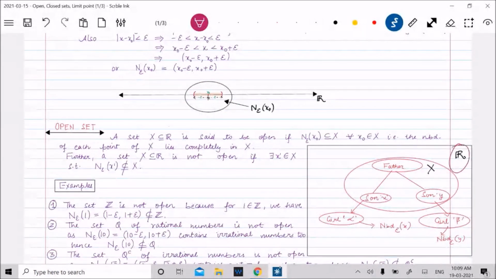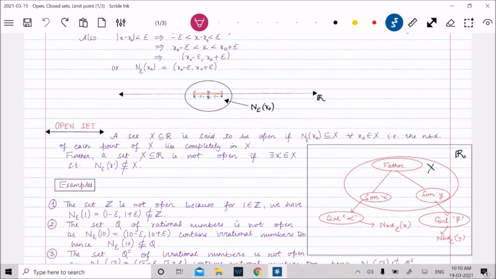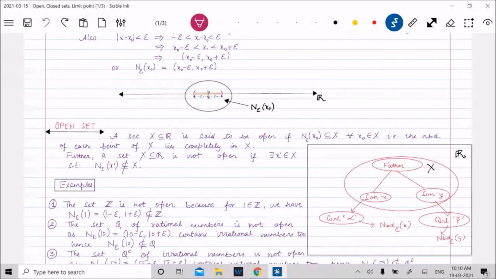Here you have written this R. R in this example is actually the set of all humans, because X is a subset of R. So this family is a subset of the set of humans, of course. And in order to say that a set is not open, you just need to locate an element of set X whose neighborhood is not contained inside the set X. You just need to pick up that specific element for which the neighborhood doesn't belong to the set capital X. Then we say that the set is not open.